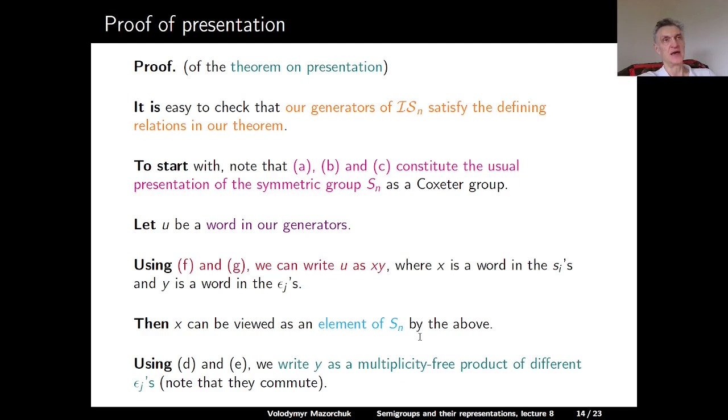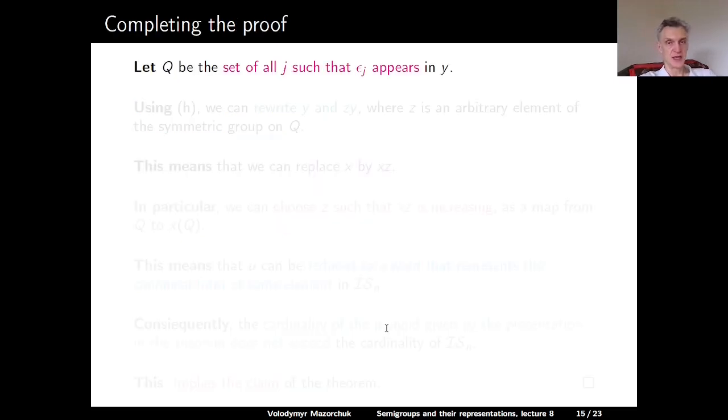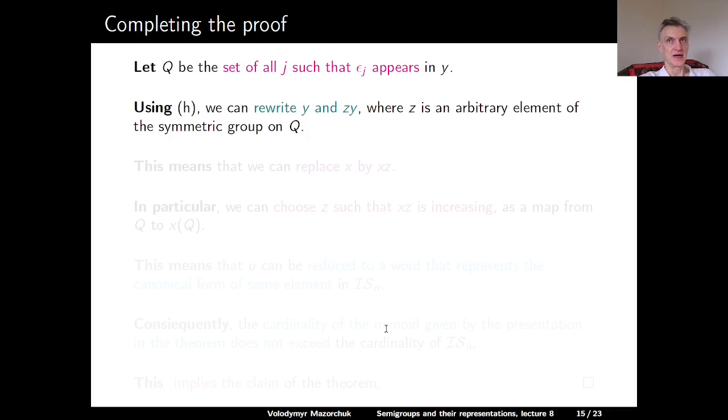And using the relations D and E, we can write y as a multiplicity-free product of different ε_j's. D and E say that the ε_j's are idempotents and they commute. So using commutativity, we can collect all ε_j's together, and ε_j to any non-trivial power is just ε_j. And so we will have a multiplicity-free product of ε_j's, and they all commute, so it doesn't matter how we write it. Let Q be the set of all j's such that ε_j appears in y. And now we have the relation H. This relation tells us that if we have two ε's, ε_j and ε_{j+1}, then their product is equal to S_j times ε_{j+1}.